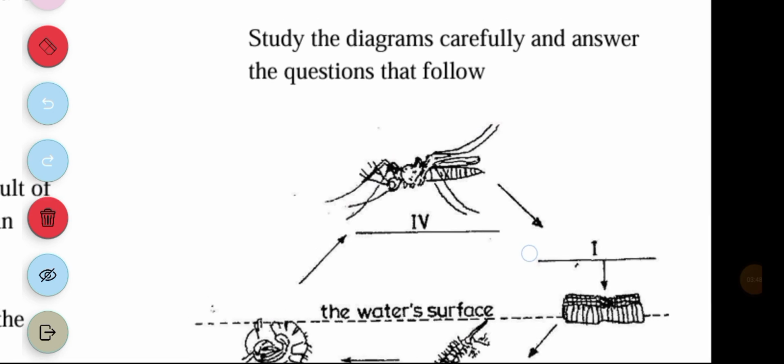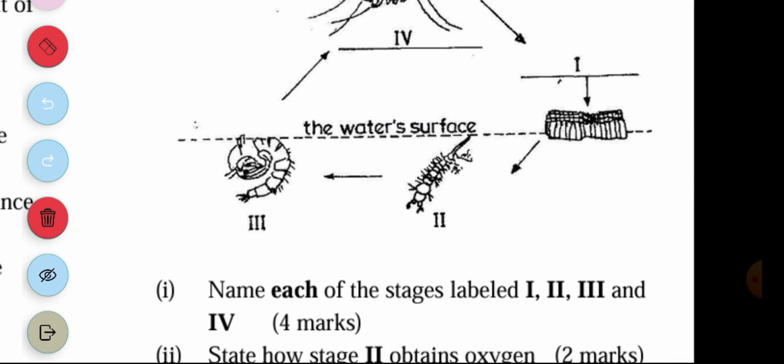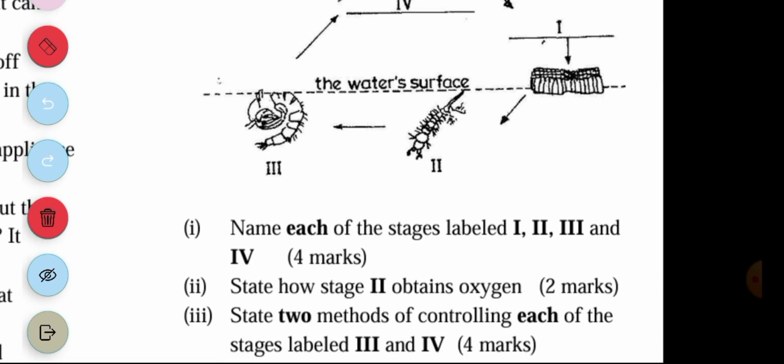Now this is the assignment. Study the diagrams carefully and answer the questions that follow. So you have this diagram here, and the first question says name everything that you have. Look at the questions that follow.